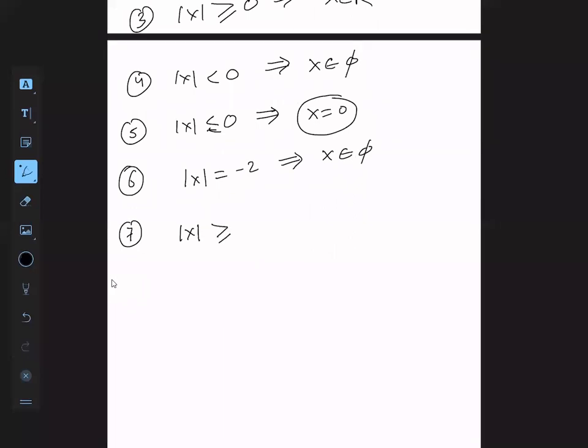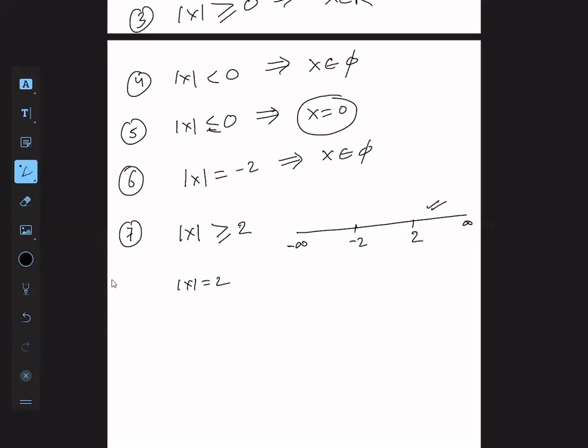What if we are given an inequality? For example, mod x is greater than or equal to 2. Then you have to draw a number line and mark those numbers where mod x is equal to 2. So mod x is equal to 2 at minus 2 and plus 2. Then you have to put a value in the respective intervals.